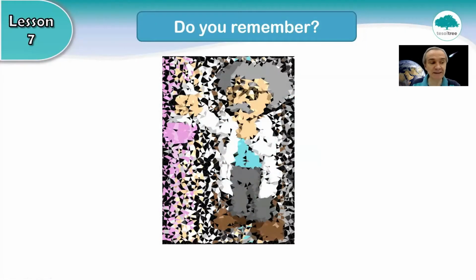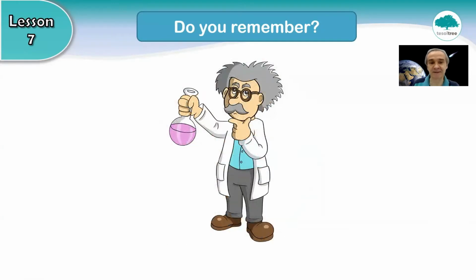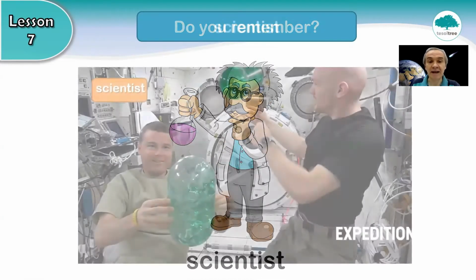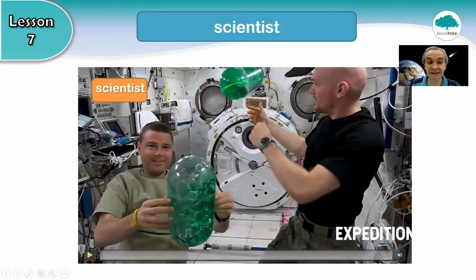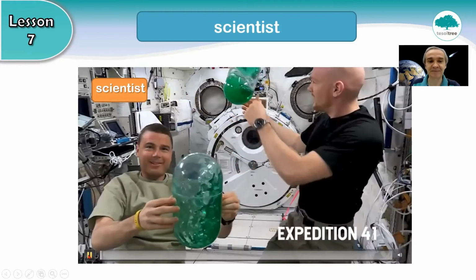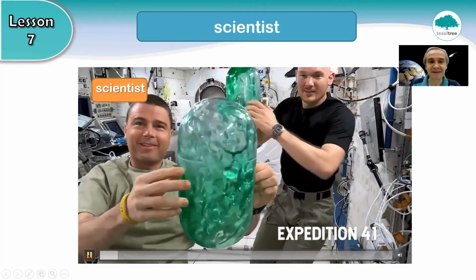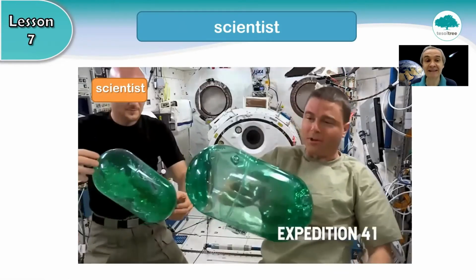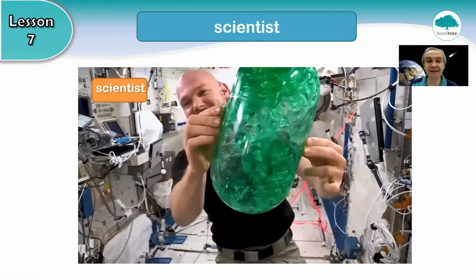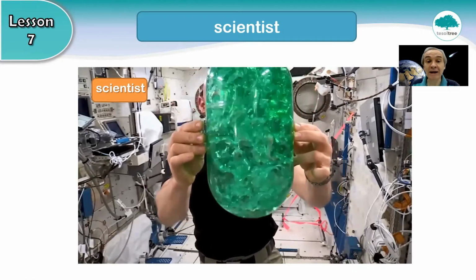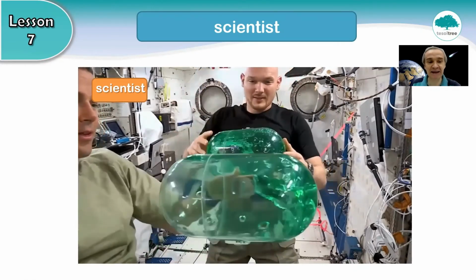Now, people who study space are called scientists. And here are some scientists studying space. As you can see, they're doing their experiments to find out how people can live in space.